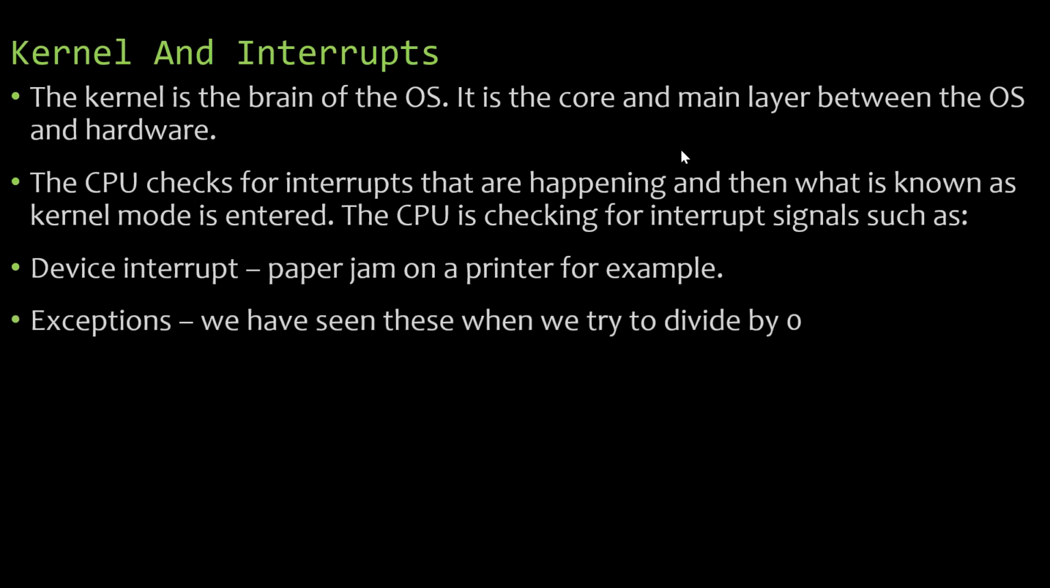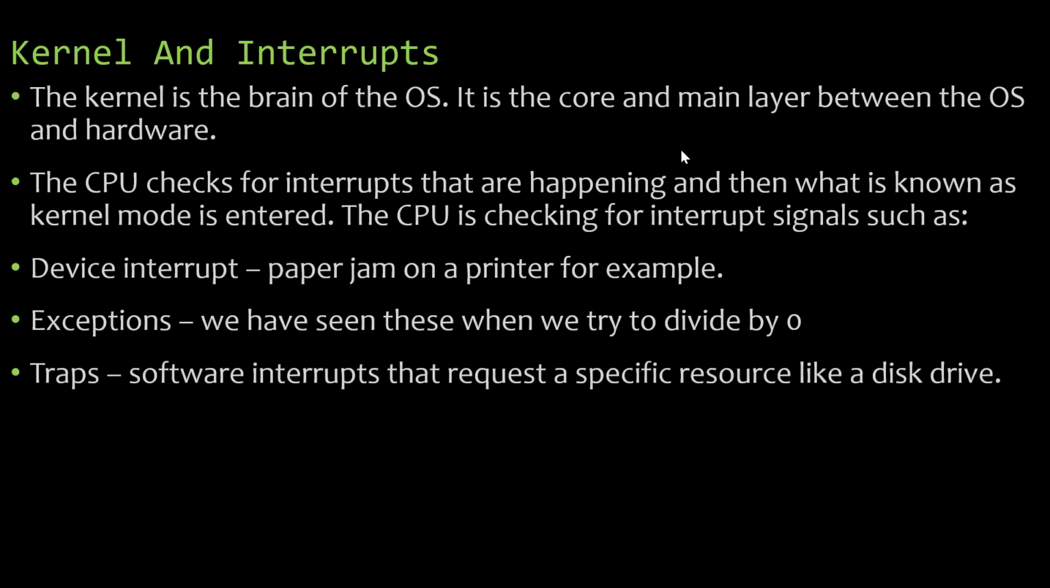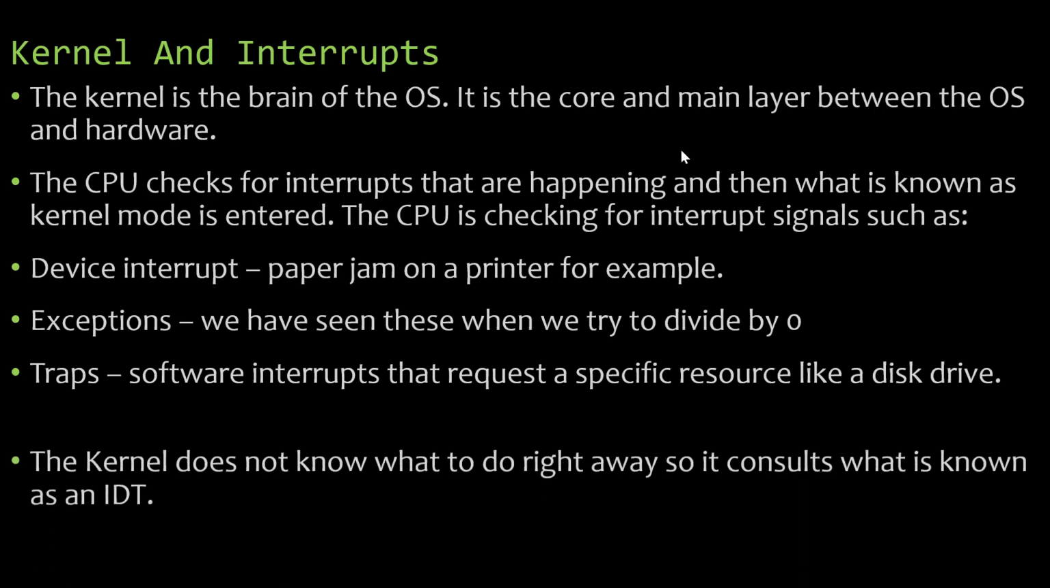Maybe there's an exception of a program being thrown. Now, you probably have seen this when you try to divide by zero. You can't divide by zero. An exception or interrupt is done. Traps. Maybe a software is trying to install something and it requests a specific resource like a disk drive. Are you sure you want to install this on the C drive? Do you want to make changes to the C drive? That has a very high priority. It's going to interrupt whatever you are doing.